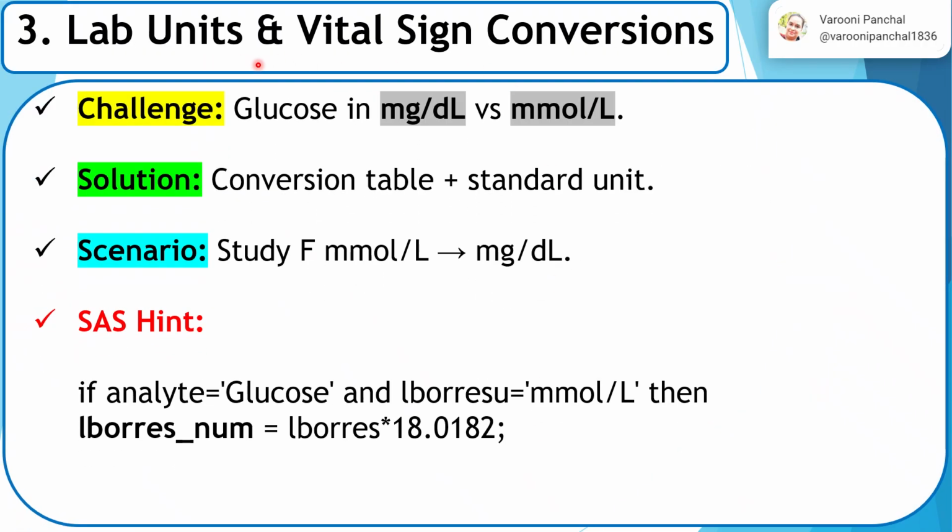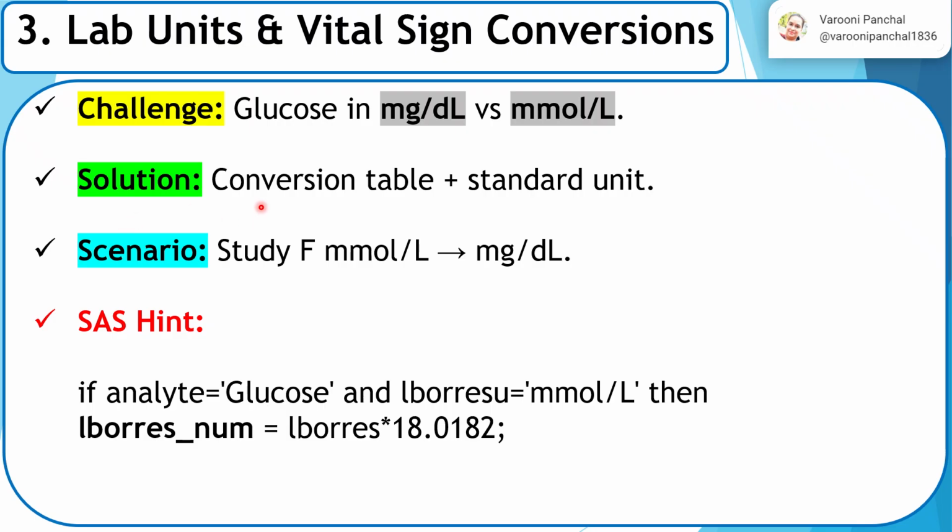Number 3 is your lab units and vital signs conversions. The challenge here is, for example, I have a glucose test, a laboratory test. Some records are in mg per dL versus millimole per liter in some studies. So in some studies I have this unit, and in other studies I have that unit. So again the question comes of harmonization and doing the conversion to the standard unit.